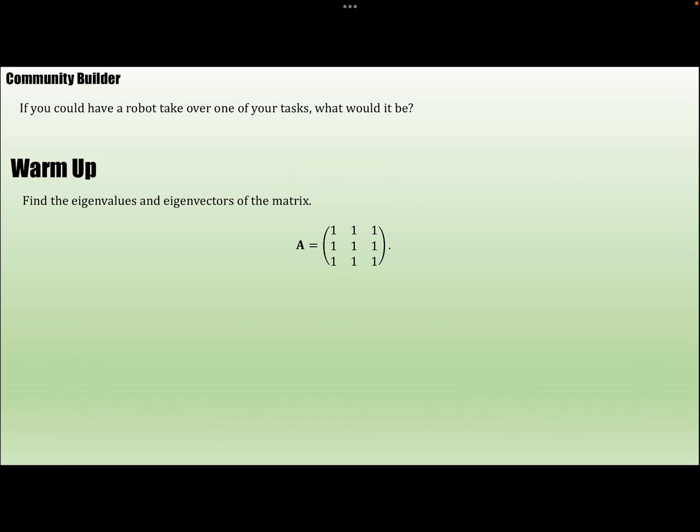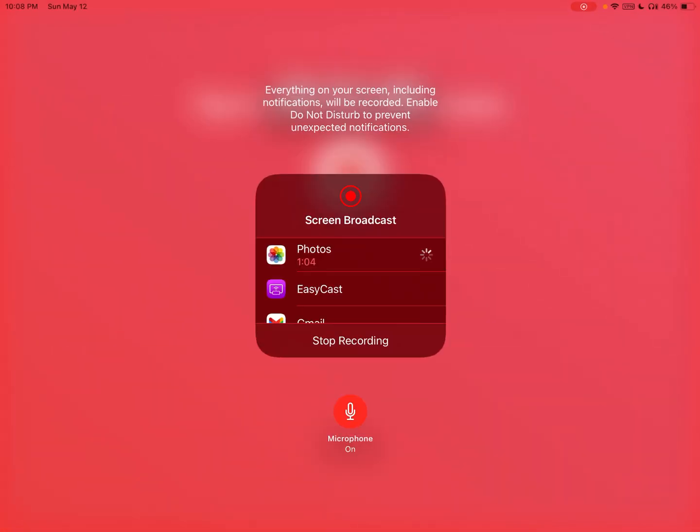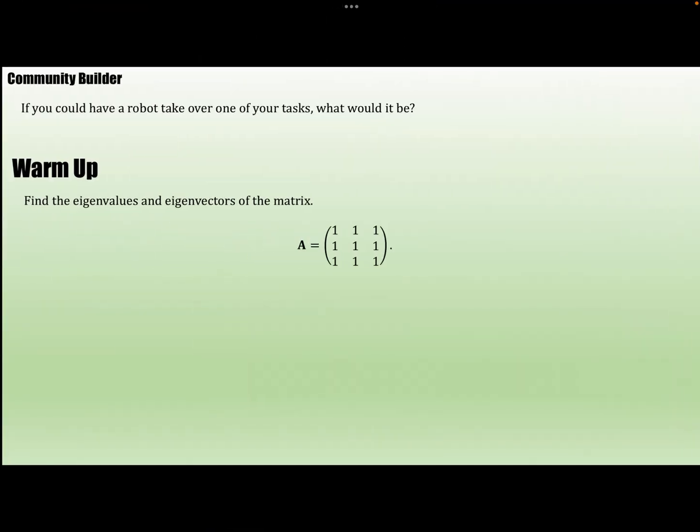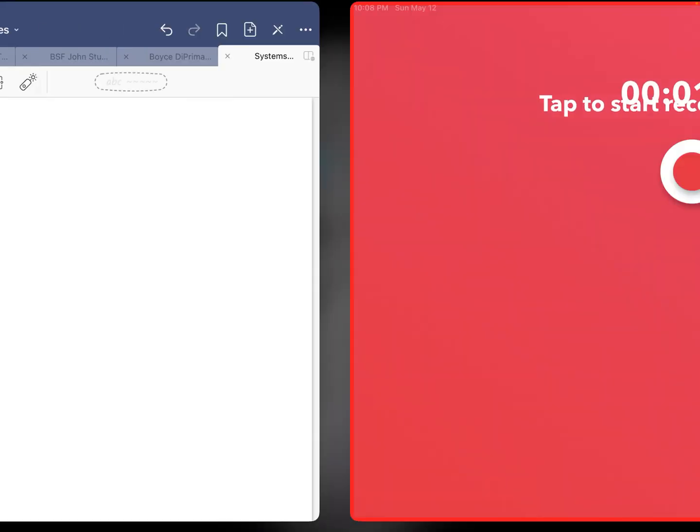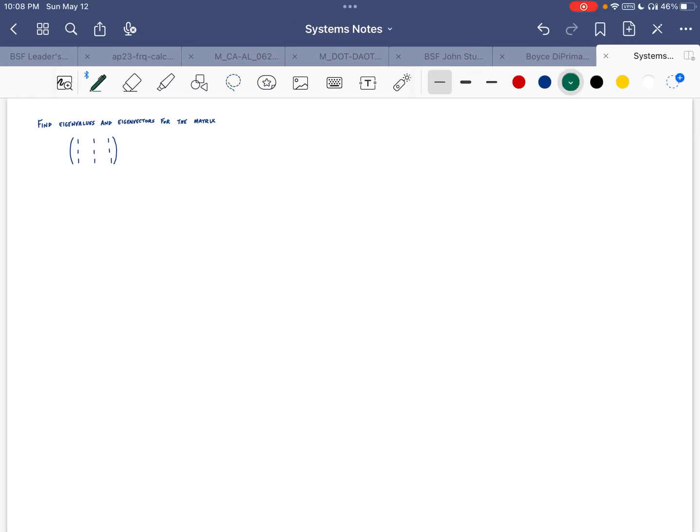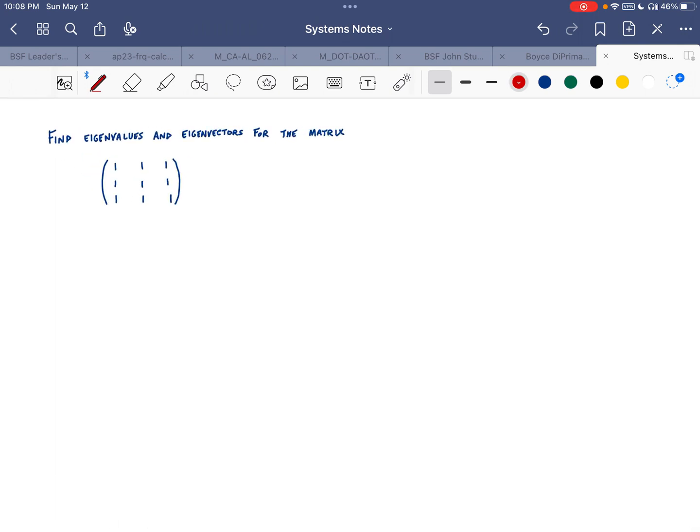In the warm up, you may have run into some trouble. So I'll do it over here, and I'll do it with you, and we'll see if we can find the eigenvalues and eigenvectors of this matrix. Keep in mind that what we're trying to do here is solve this system, with 1 minus lambda, 1 minus lambda here, and 1 minus lambda here, times x1, x2, x3 equals 0, 0, 0.